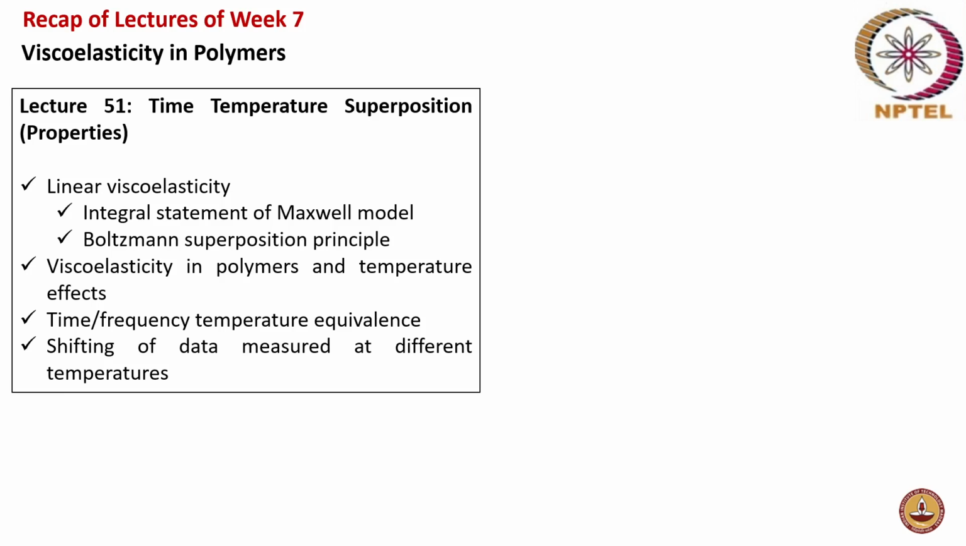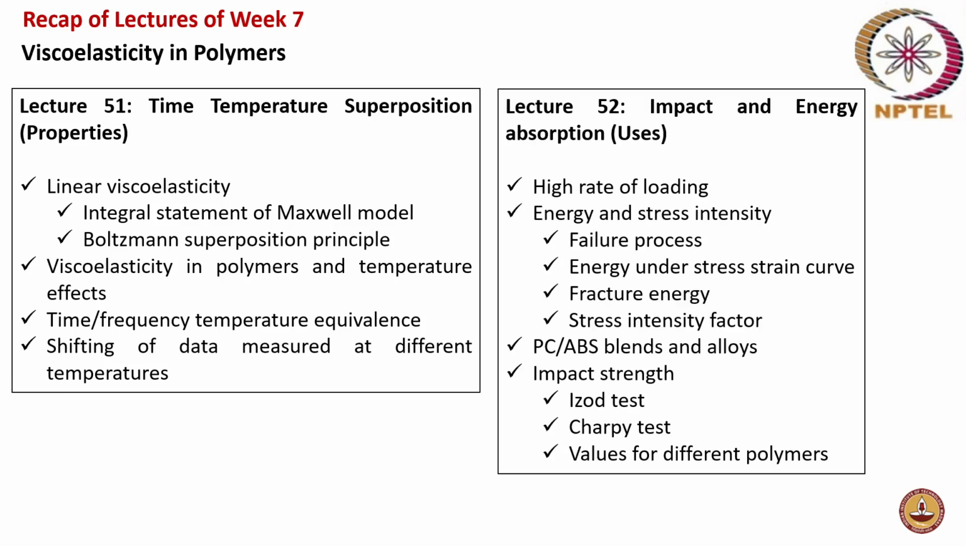And then lecture 51 was on time temperature superposition. So the linear viscoelasticity, and this time temperature superposition can be done for the linear response part of it only. And the integral statement of Maxwell model, Boltzmann superposition principle, viscoelasticity in polymers, and what are the temperature effects, time and frequency, temperature equivalence, shifting of data. How can you shift the data? For example, if you are doing it at higher temperatures, how can you shift the data on a time scale was discussed in detail.